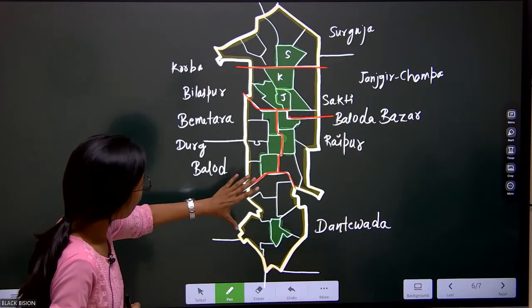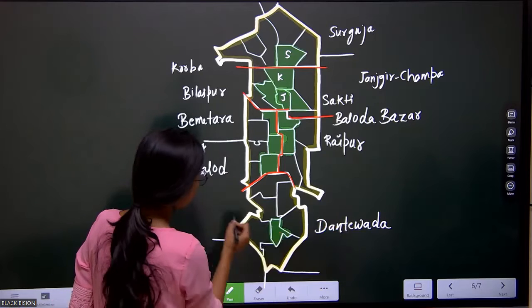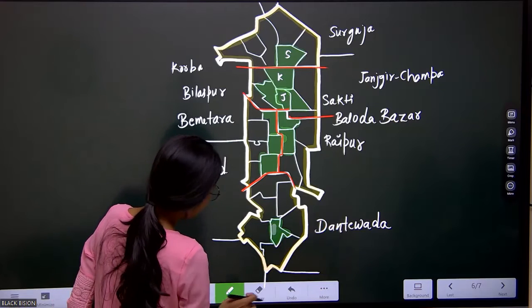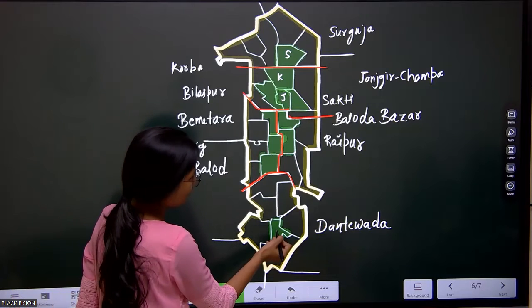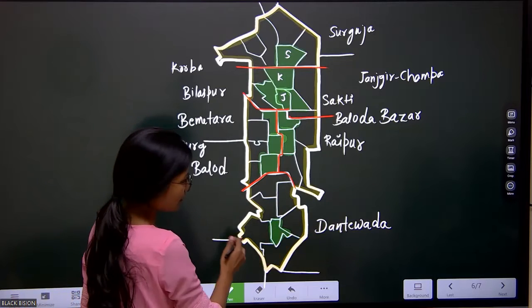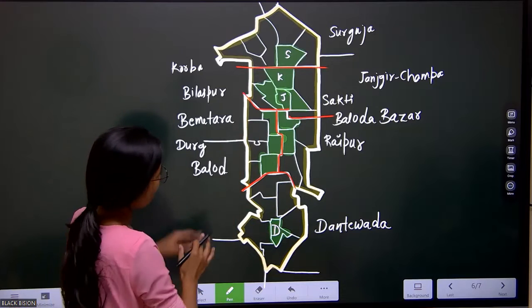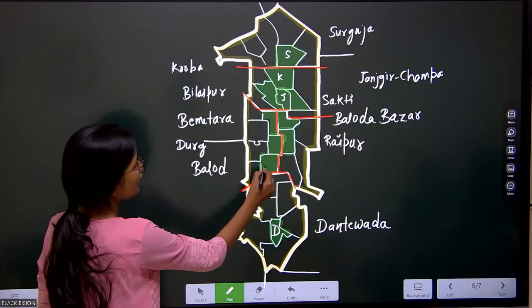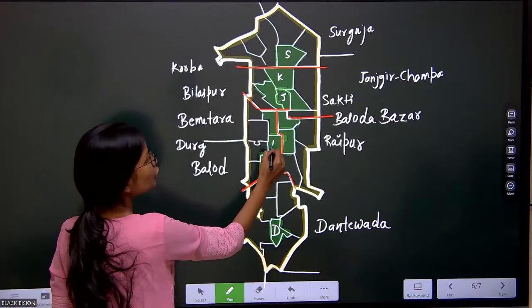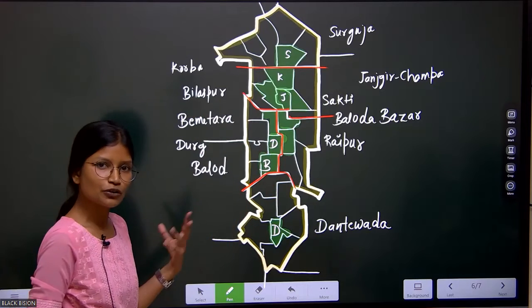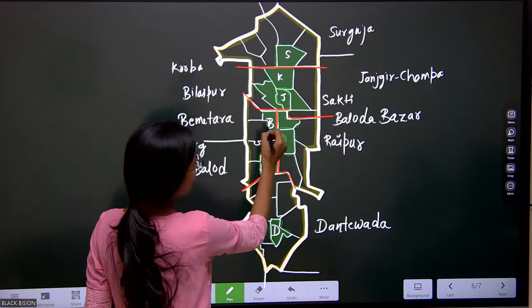In the Bastar subdivision, we can see Dantewada. Let me change the pen so that it's easily visible to all of you. So in the Bastar subdivision, we have Dantewada as number 1. Moving further, we have the Durg subdivision. This is Balod. North of Balod, we have Durg itself, the district also named Durg. Lastly, we have Bemetara.